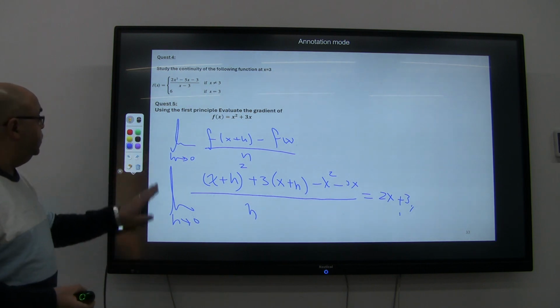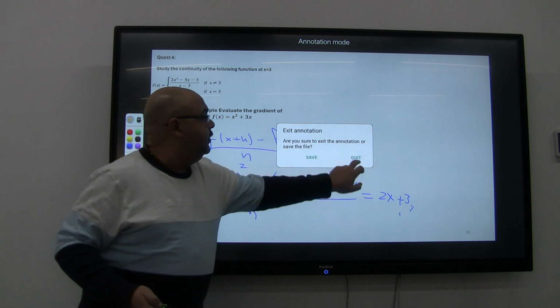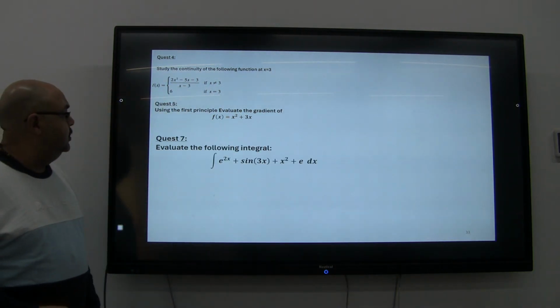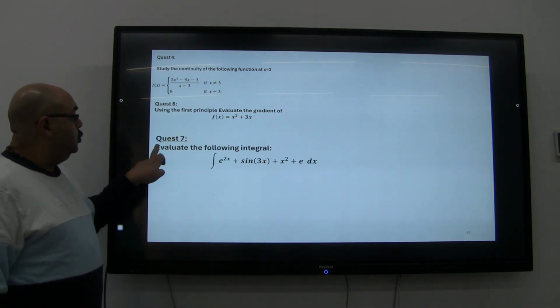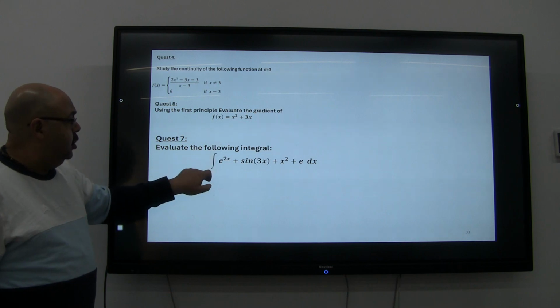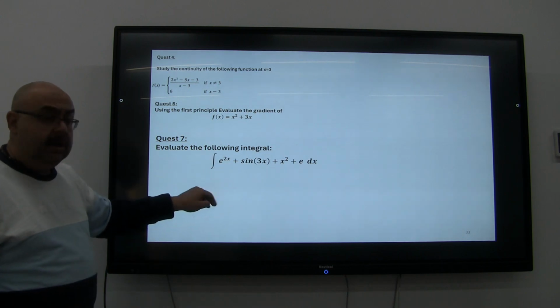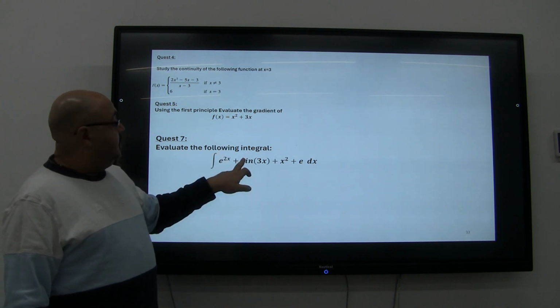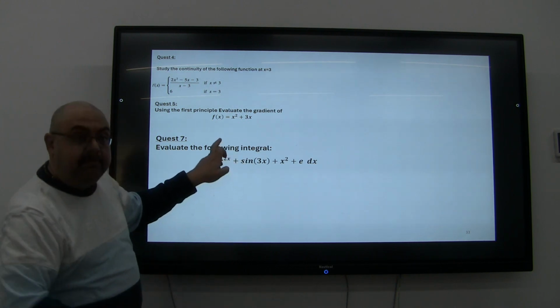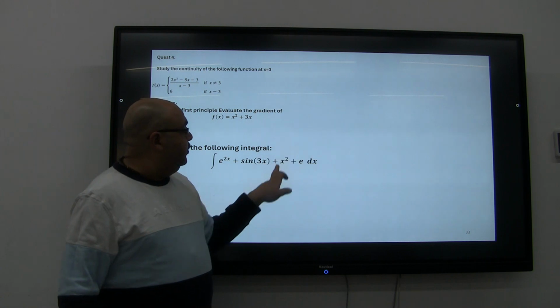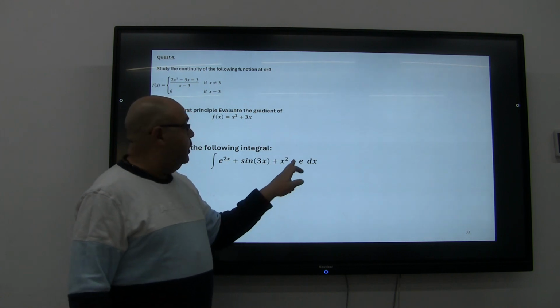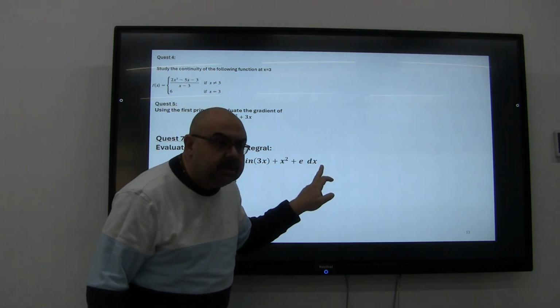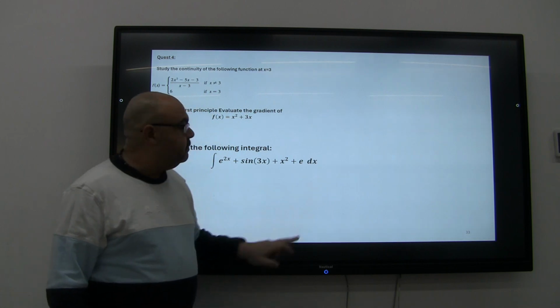In finding differentiation, all the rate of change using the rate. He wants you to evaluate the integration of this function, which is very, very simple. It's going to be e to the power of 2x divided by 2. It's going to be negative cosine 3x divided by 3. It's going to be x to the power of 3 divided by 3. It's going to be e times x. Don't forget plus a constant.